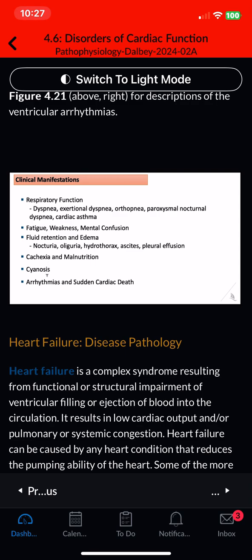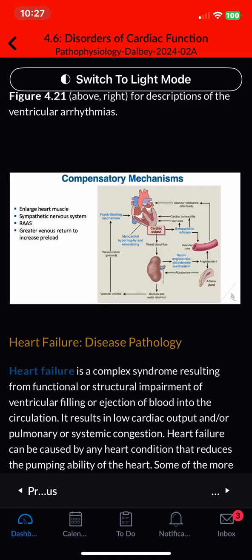Cyanosis is that bluish tint to the skin because of a decrease in oxygen. And lastly, arrhythmias can occur in heart failure. Atrial fibrillation is the most common. Patients with heart failure are also at a greater risk for cardiac arrest, which is the abrupt loss of heart function, and that can quickly cause death.